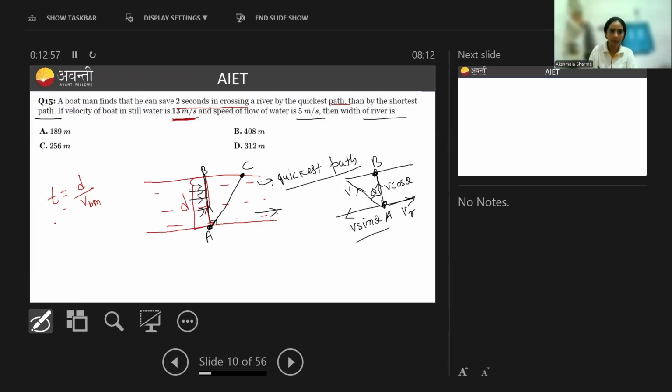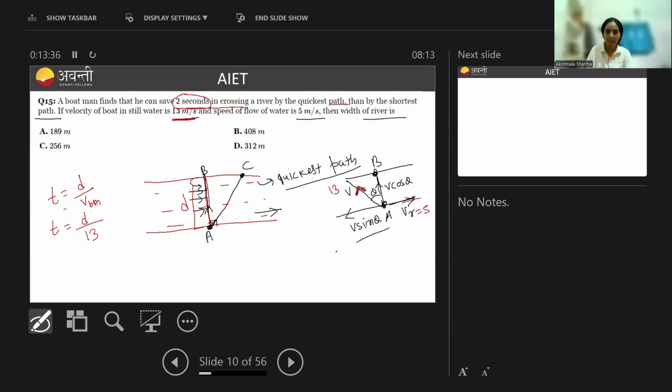So here the quickest time t will be equal to how much? Width of the river divided by velocity of the man. If the velocity of the boat in still water is this, yes, it is 13. Done. And if it is going by the shortest path, then it is taking 2 seconds more. So for the shortest path, suppose he is aligning himself like this, then what will happen? Still its velocity is 13. Done. And here river velocity is given, that is 5 meter per second.